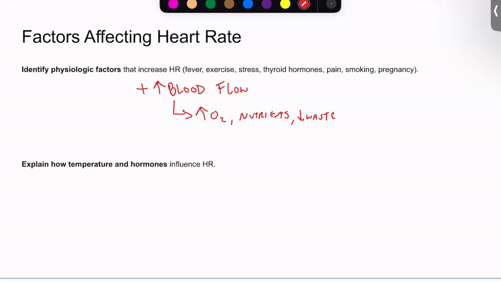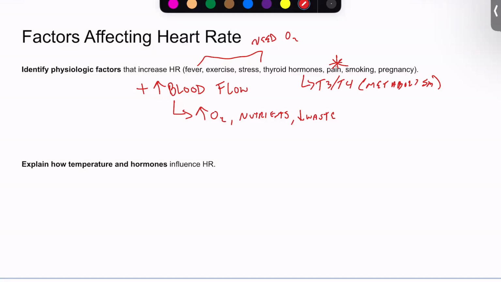And so in times of like a fever, exercise, or stress, you need oxygen. So obviously your heart rate's going to kick up because it's going to help your blood get dispersed to your body faster. Your thyroid hormones, so remember that's your T3 and your T4. Those are your metabolism hormones. So obviously if those increase and your metabolism's going higher, then your heart rate's going to increase to keep up with that. Pain always causes increased heart rate, so always causes tachycardia. Then smoking, and then pregnancy.